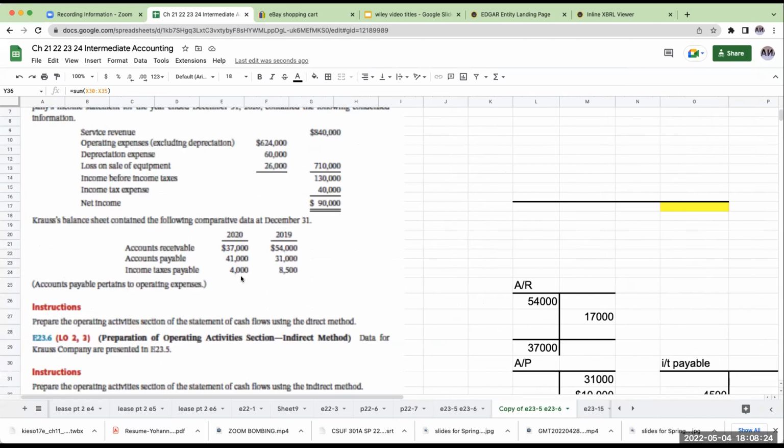Now, what you're going to notice here with the direct method is that I'm going to take the big accounts. I'm going to take services revenue. I'm going to take operating expenses.